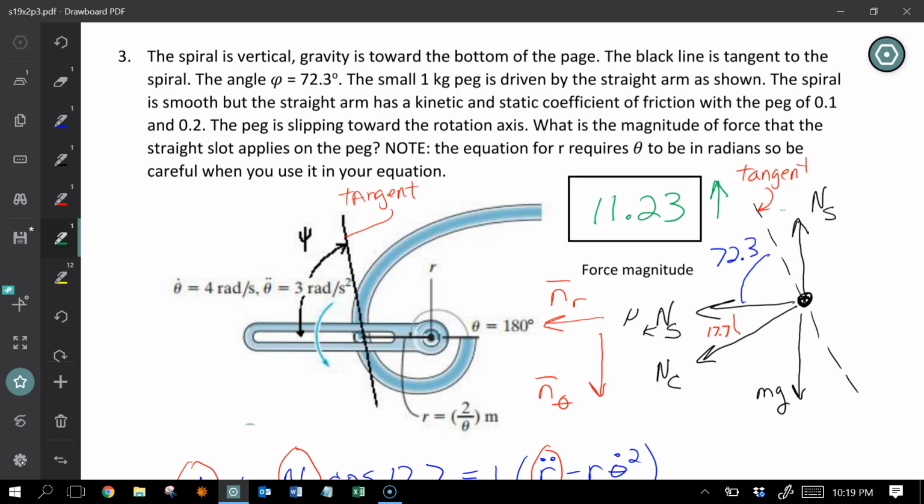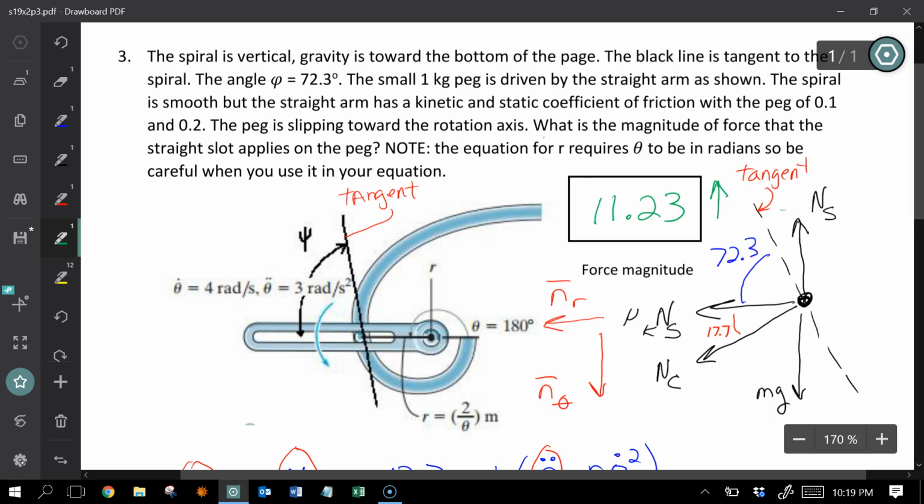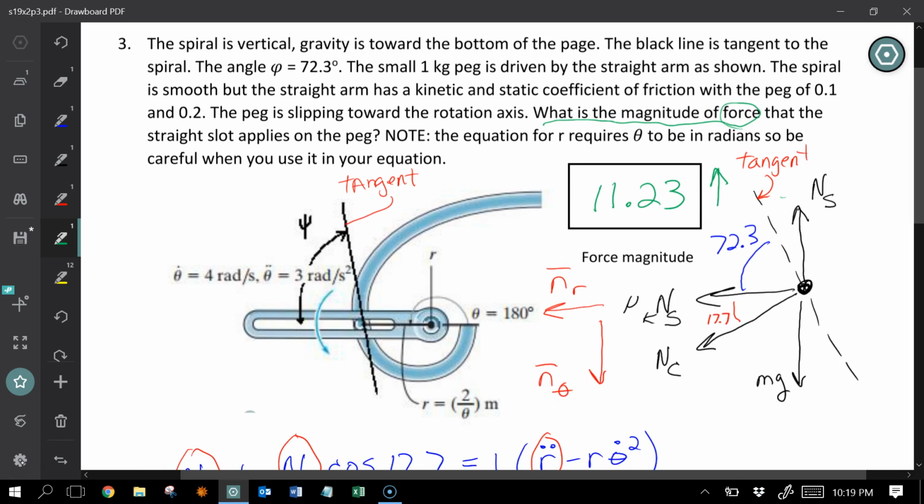Okay, for this one, let's see if we need a free body diagram. This one is a dead giveaway. It says what's the magnitude of the force. So they want me to calculate a force, so that's a dead giveaway. You have to use a free body diagram for that.